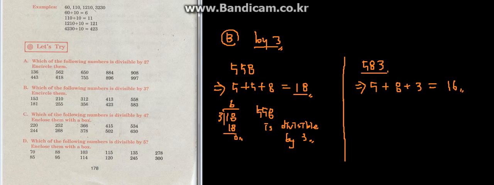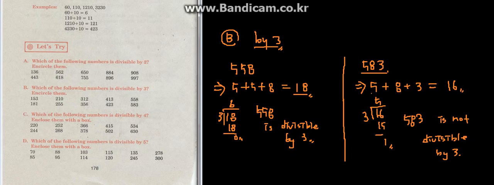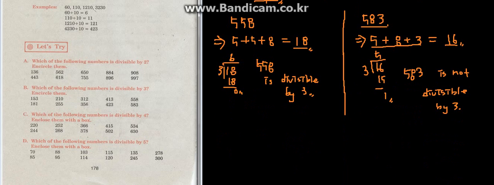Is 16 divisible by 3? Yeah, 16 divided by 3, there's a remainder. Then 583 is not divisible by 3, because the sum of all the digits is not divisible by 3. 16 is not divisible by 3. Then let's move on to question C.